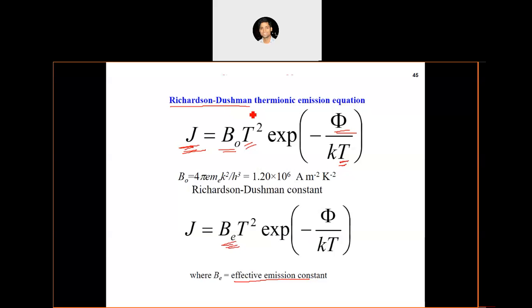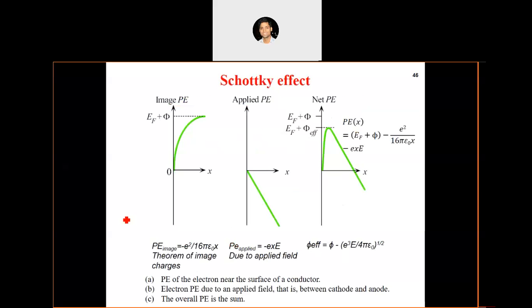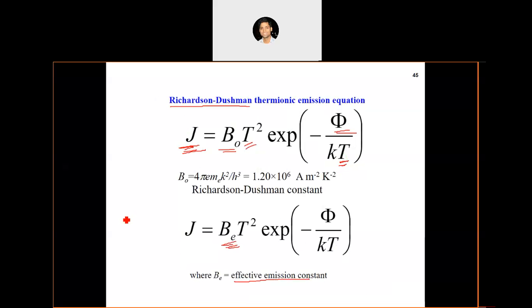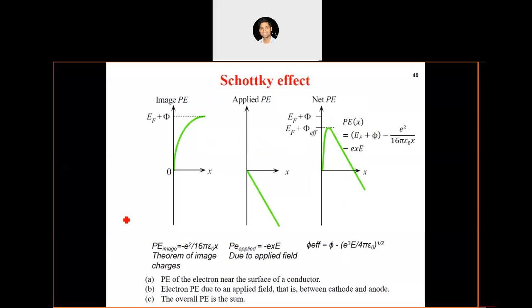Any questions on thermionic emission? Any questions? Okay. If there are no questions, let us move to the Schottky effect.